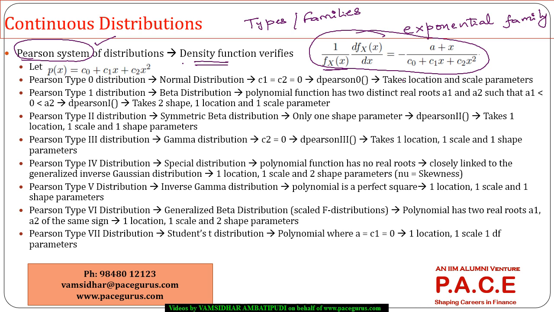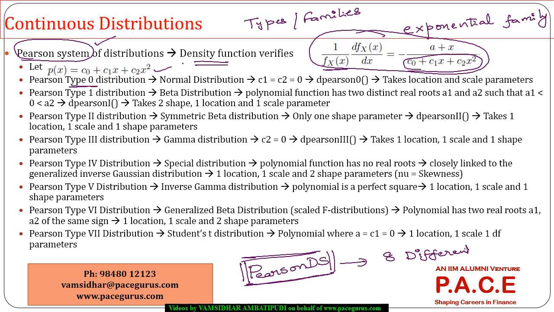Just for example, consider this denominator as p of x, right? I'm just giving one simple example. So typically if you say type 0, now I'll talk about a package which has different kinds of Pearson distributions packaged into it. This package is called PearsonDS, with PDS in caps. So we'll talk about our package called PearsonDS, which actually implements 8 different types of Pearson distribution.